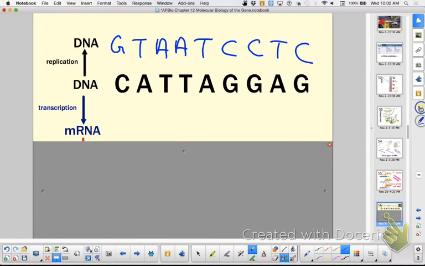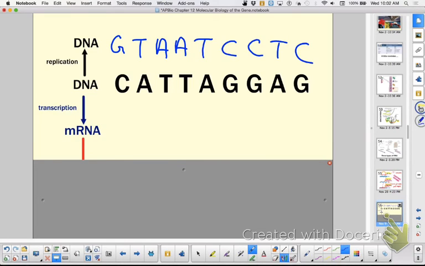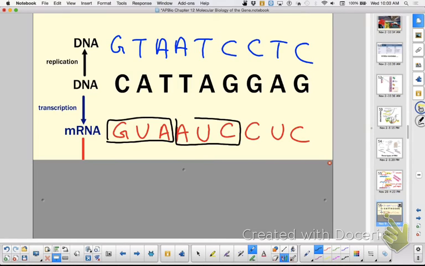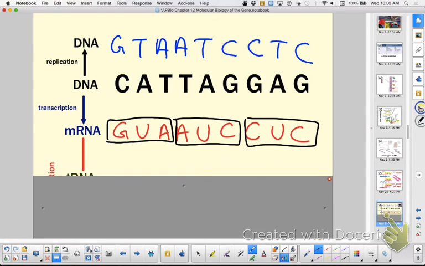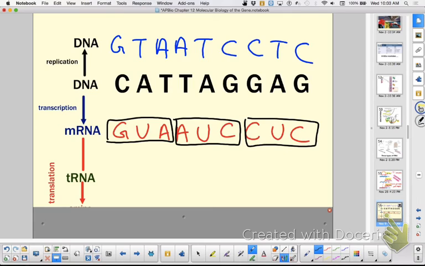So now let's try transcription. What would be the RNA that I would make off of this DNA? Tell me. G-U-A-A-U. U-C-C-U-C. What do we call every 3 bases? Codons. How many codons do I have here? 1, 2, 3 codons, right?